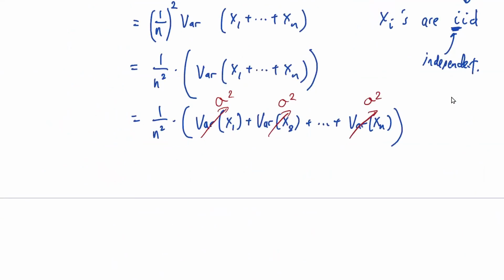How many of them are there? Index 1, index 2, all the way to index n. So how many? Upper minus lower plus 1, which is just n. So n times sigma square. Is that okay? Then there's a 1 over n square in front. What happens? Sigma square, n and n square, one copy of n disappears. You're left with sigma square over n.